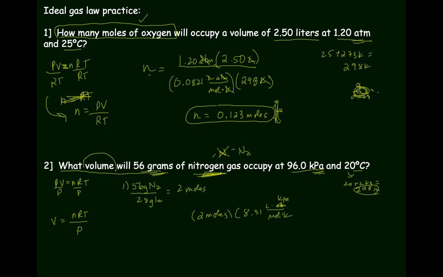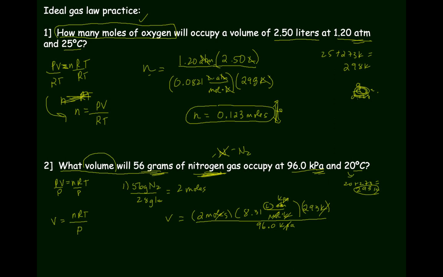Again, I'm only putting the units in here to show you that they cancel. 293 K, and that's all going to go over pressure, which is 96.0 kPa. All right, so moles cancels with mole. Kelvin cancels with Kelvin. And look at this, kPa cancels with kPa. And look at that, I'm left in liters, which is exactly what I'm looking for.